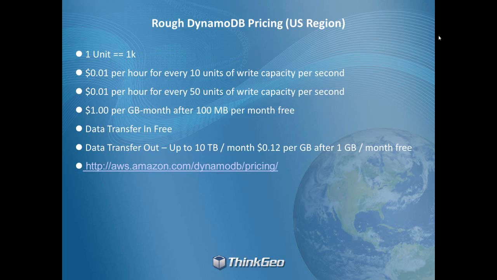The main part of the bill really is based on the allocation of capacity. You pay 1 cent per hour for every 10 units of write capacity a second. So you're paying for 10K a second of bandwidth to write to the database. And then you pay a cent for every hour for every 50 units of read capacity. That's supposed to say read capacity there instead of write capacity, sorry for that. So it's much cheaper to read than it is to write to the database.